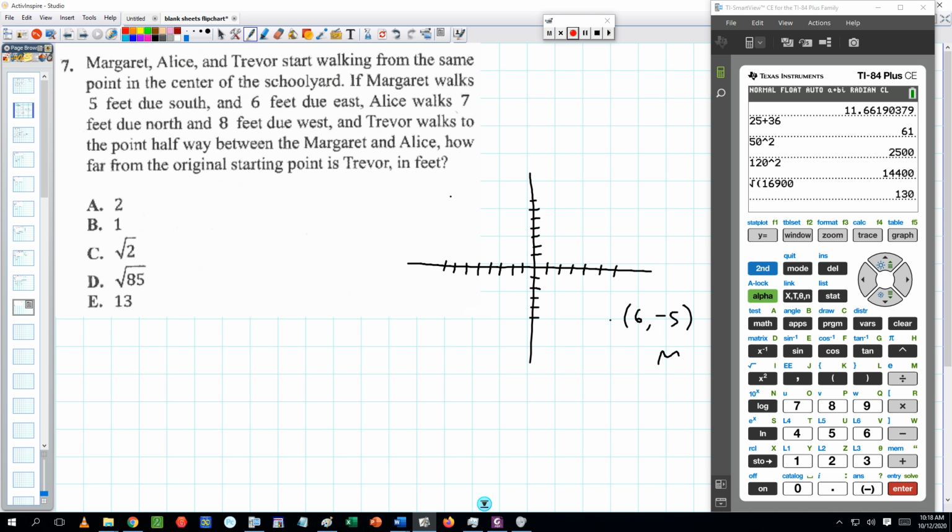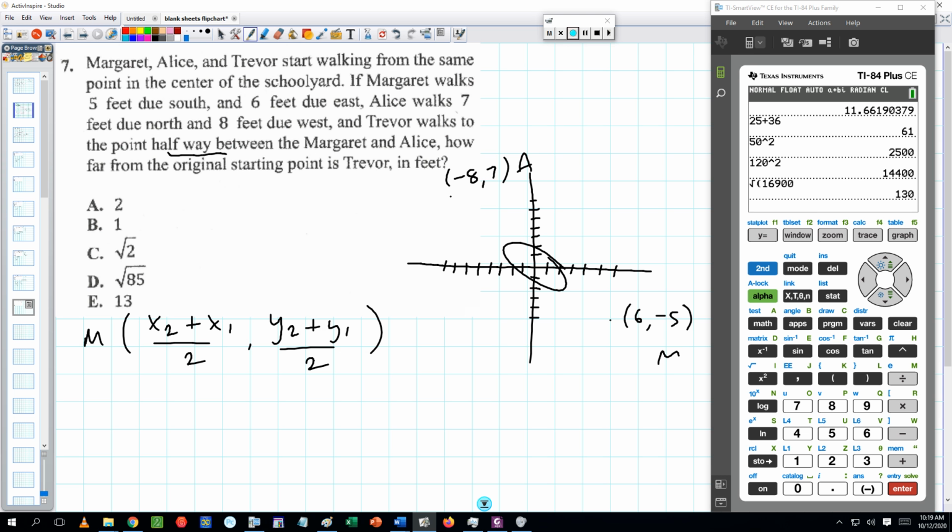As a point, you would go left and right first. That's a negative 8 and 7 up. Here is where Alice is. Trevor walks to the point halfway between them. So somewhere in the middle here is where Trevor's going to be. Let's use our midpoint formula. To find midpoint, you take your 2 x's and add those together and divide by 2. You take your 2 y's, add those together, divide by 2.